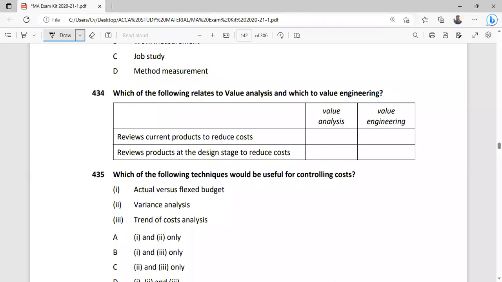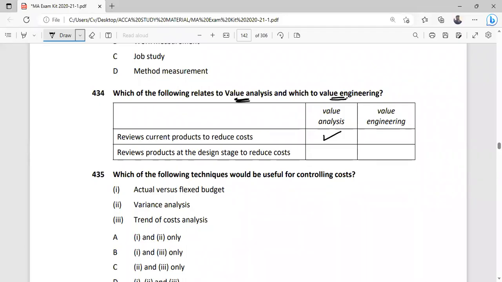Which of the following relates to value analysis and which to value engineering? Review current products to reduce cost. It is called value analysis. Reviewing current products to reduce cost means identifying which features are non-value added, and we should eliminate those non-value added features from our product. When we eliminate non-value added features from the product, it means we are reducing cost.